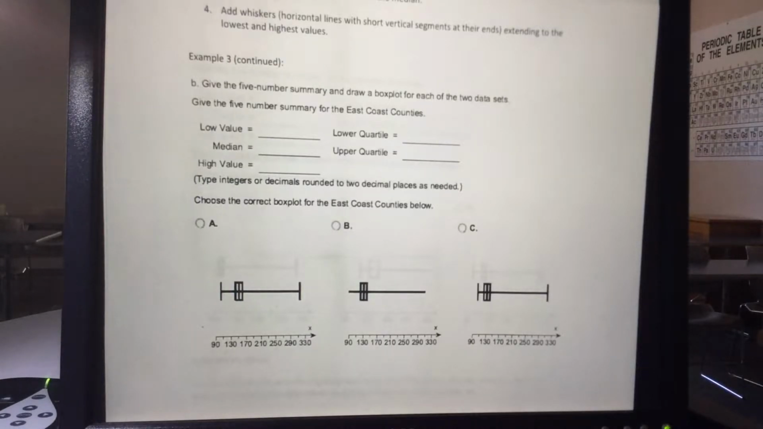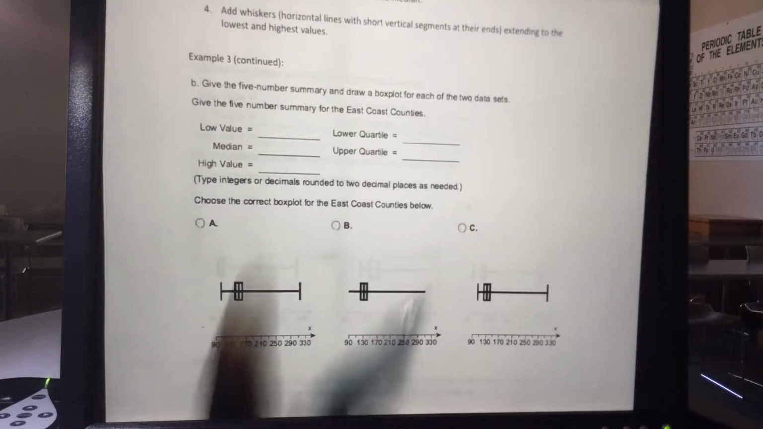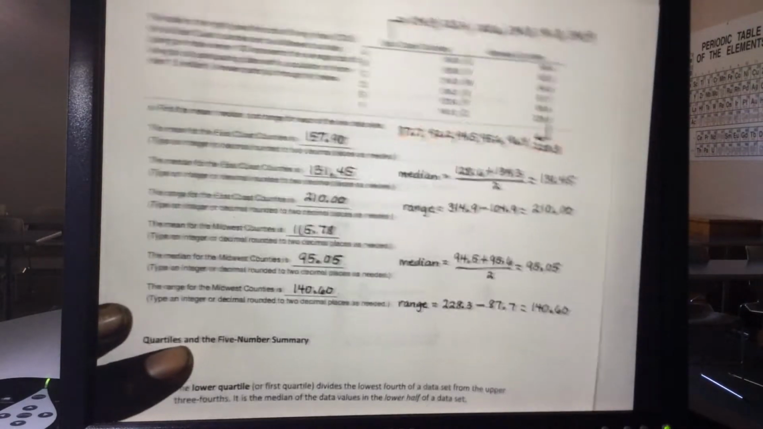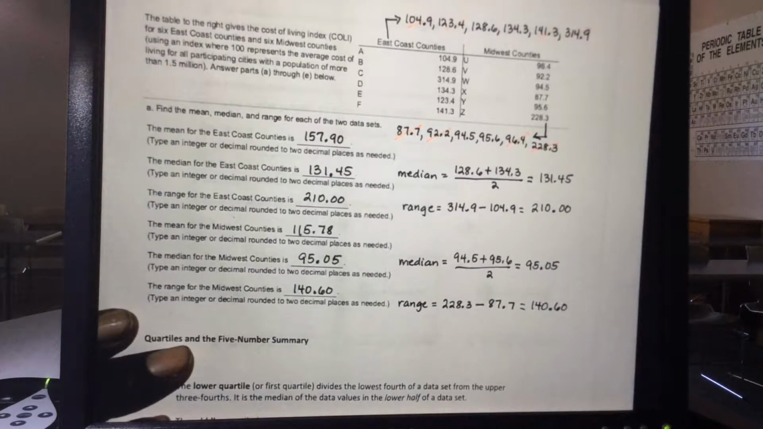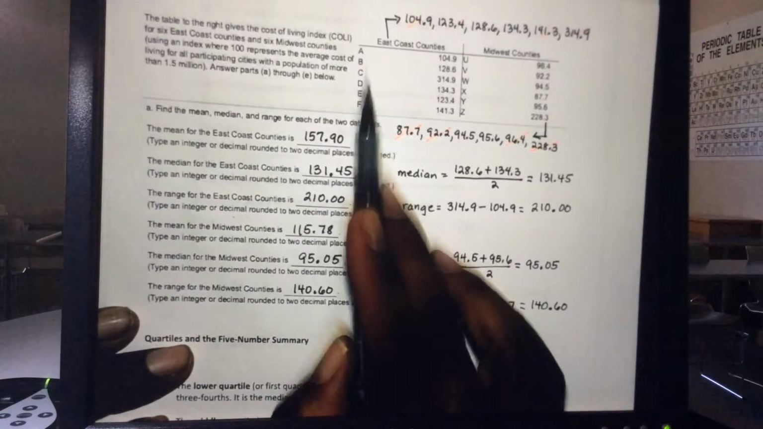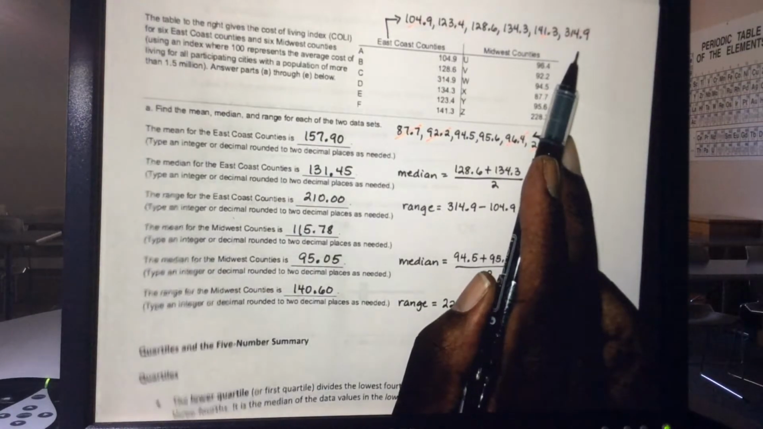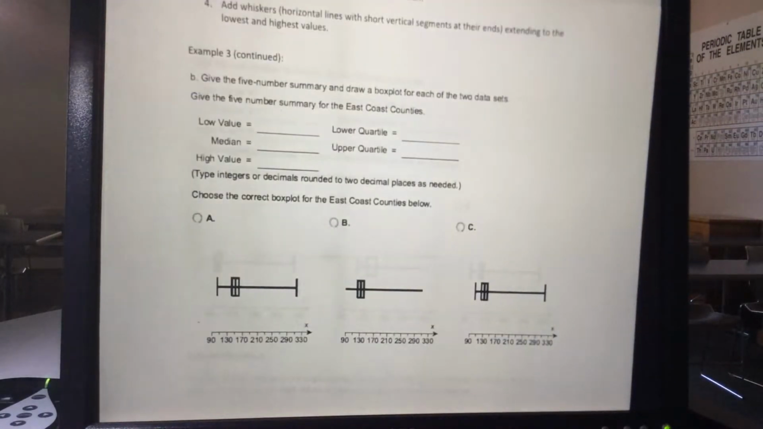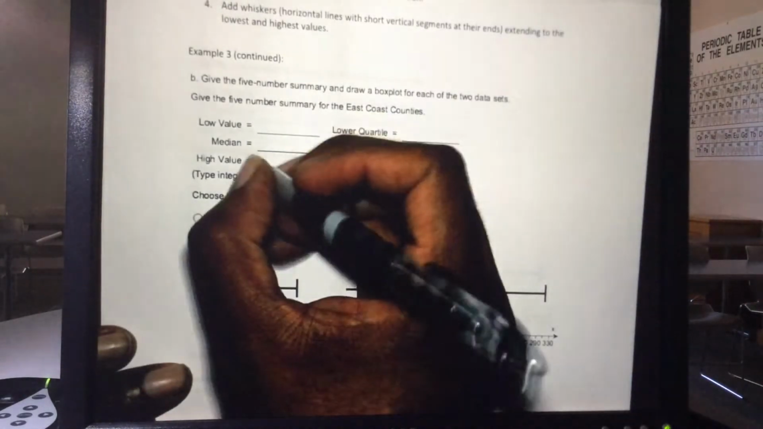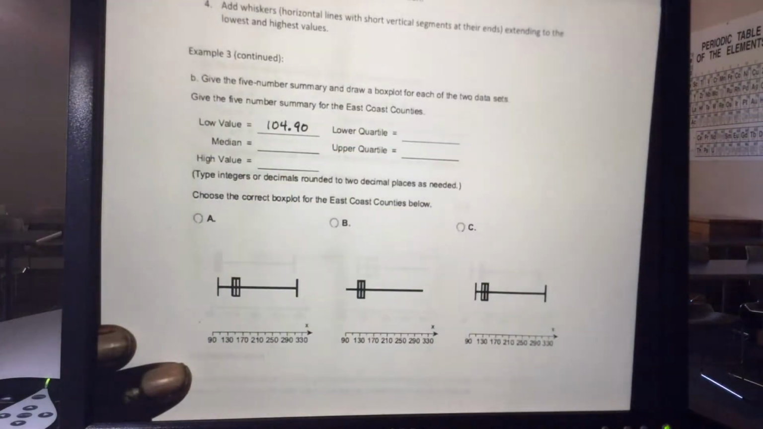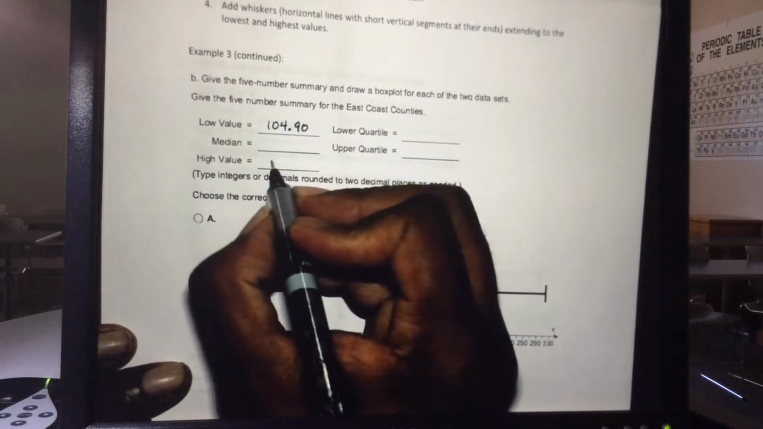Okay, for the East Coast counties, 3 of these are going to be quite easy. And I say that because the low value, if you sort this data set in numerical order like we did here, you can see the low value is 104.9, and the high value was 314.9. Okay, and they want these to two decimal places here. So that low value was 104.90, and the high value was 314.90.